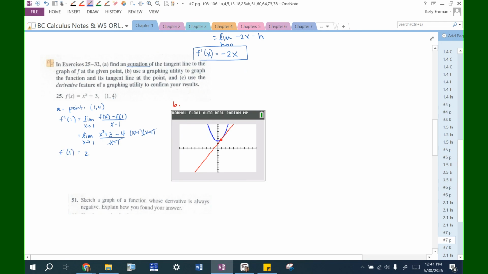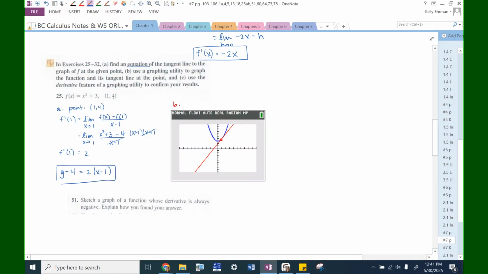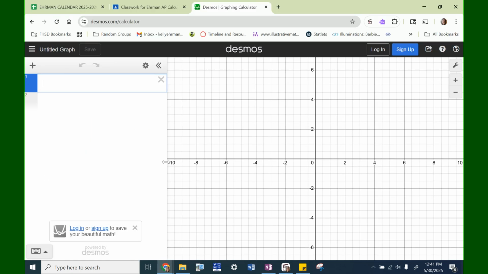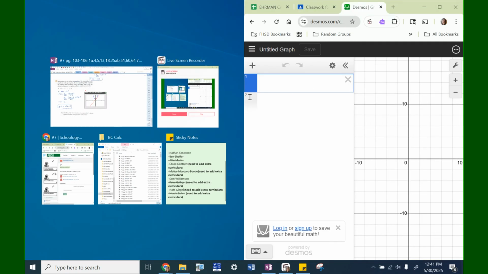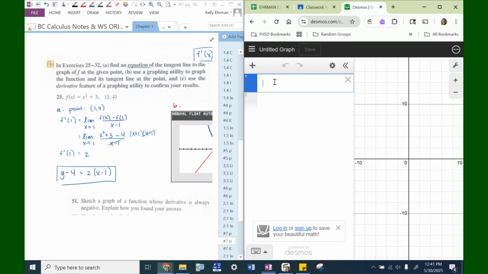And now I have a point and a slope, and I can write a linear equation for that. So y minus 4 is equal to 2 times x minus 1. That's my tangent line equation. You can leave it in point slope form. Use a graphing utility to graph the function and the tangent line. I used a graphing calculator here, but remember we're using Desmos this year. So I just want to kind of verify in here.